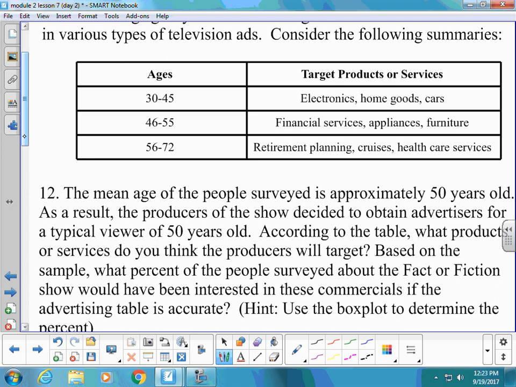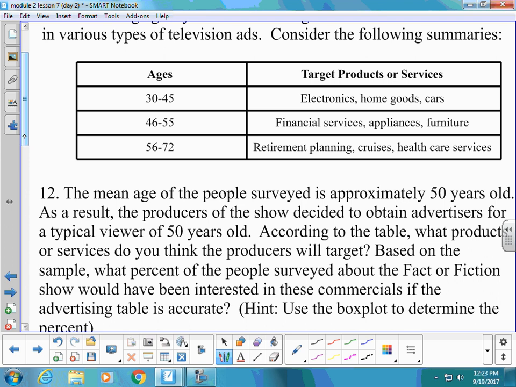The mean age of the people surveyed, question 12, is approximately 50 years old. As a result, the producers of the show decided to obtain advertisers for a typical viewer of 50 years old. According to the table, what products or services do you think the producers will target? Based on the sample, what percent of the people surveyed about Fact or Fiction, the TV show, would have been interested in these commercials if the advertising table is correct?